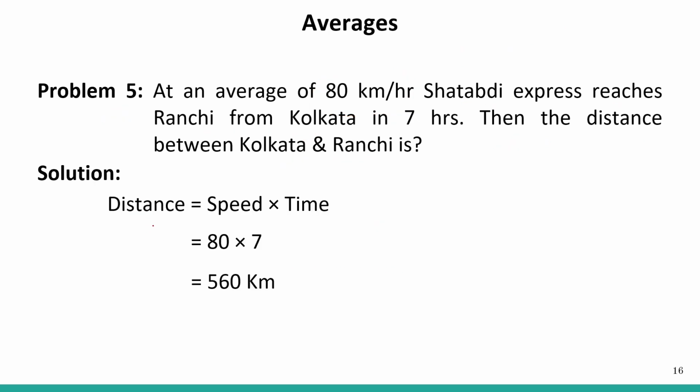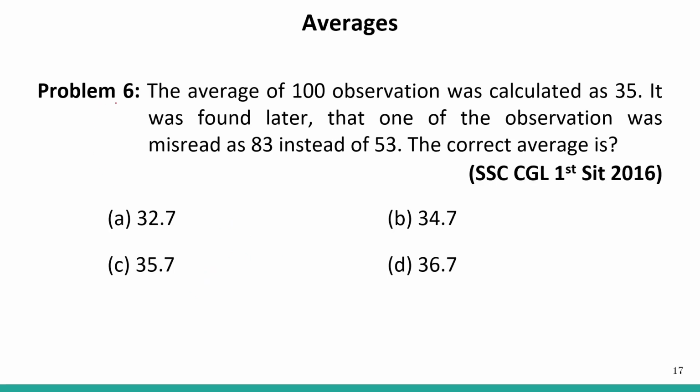So let's go forward with the step-by-step solution. Distance is equal to speed into time. So 80 into 7 is equal to 560 kilometers. So we have got the answer. Let's go forward with problem number 6.